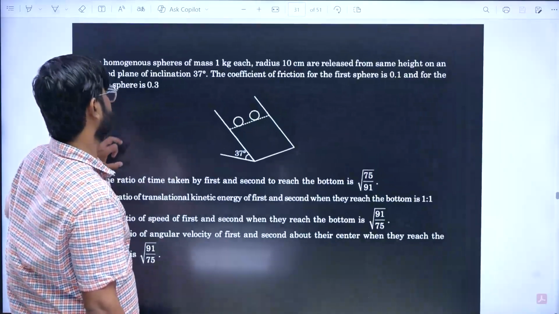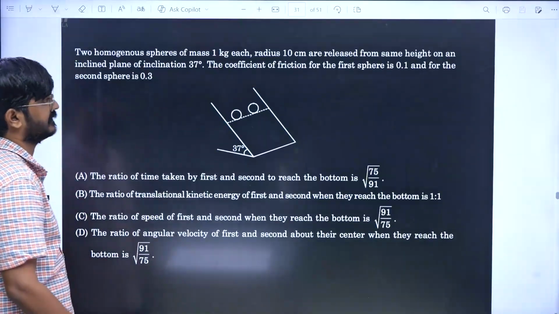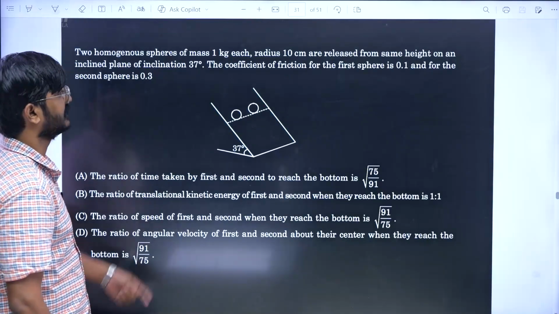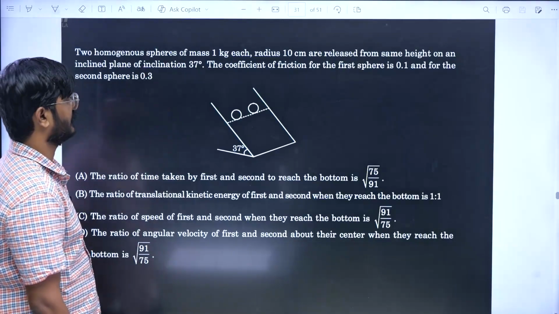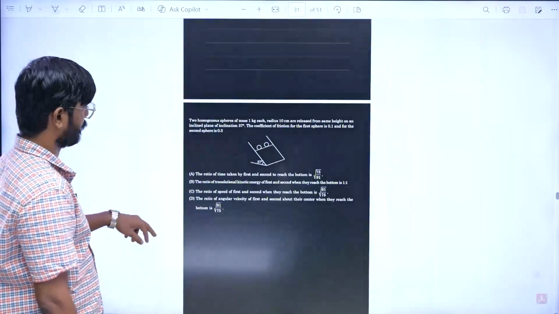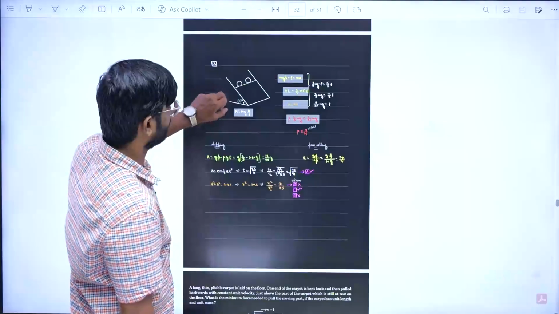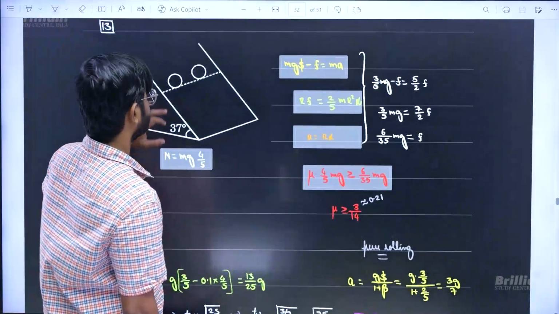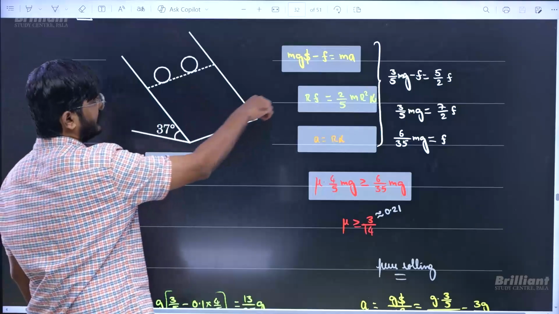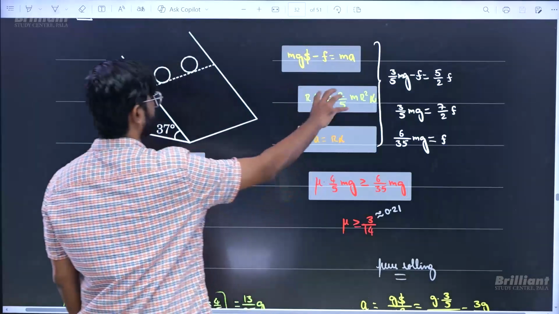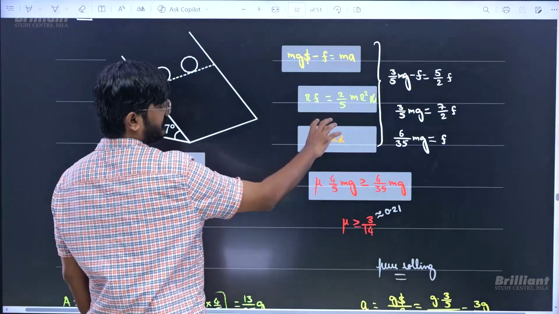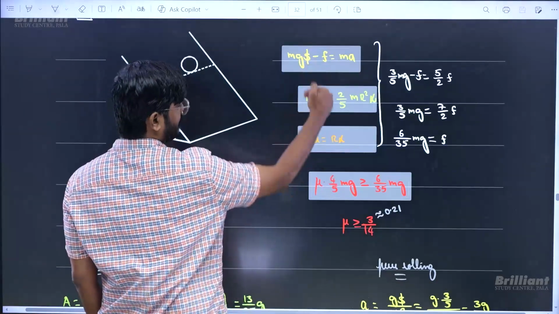Two homogeneous spheres of mass 1 kg and radius 10 cm are released from the same height on an inclined plane of inclination 37 degrees. Coefficient of friction of the first sphere is 0.1 and for the second is 0.3. So first of all, we should understand whether it will be pure rolling or not. So if it is pure rolling, then if I write F equals ma, the equation is going to look like this. If I write torque equals I alpha about center of mass, it is going to look like this. And if I use the pure rolling constraint, a equals R alpha. Now these are the three equations.